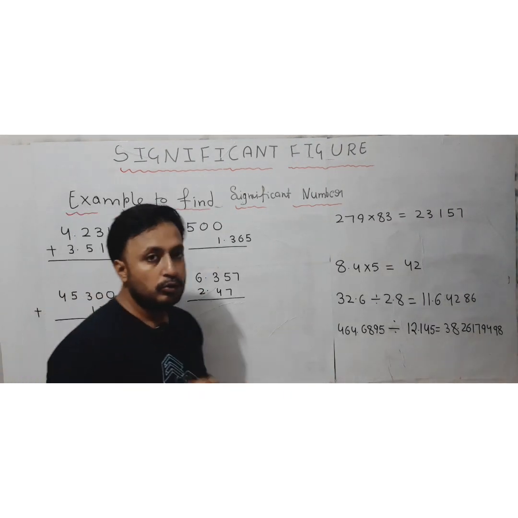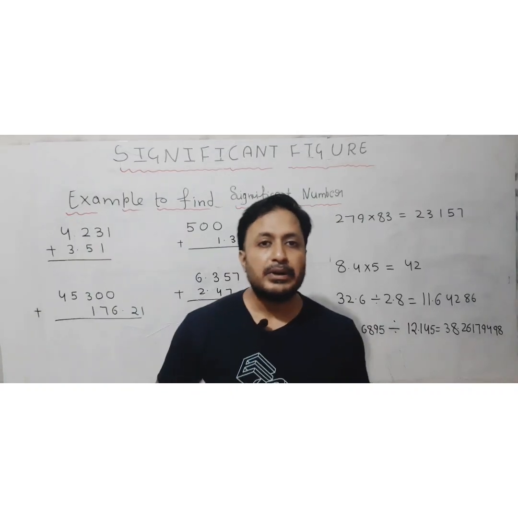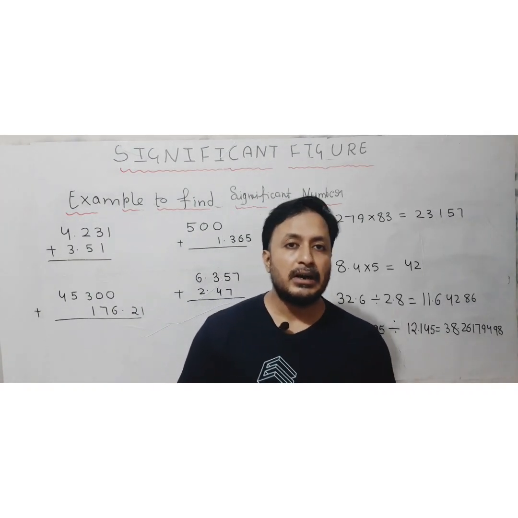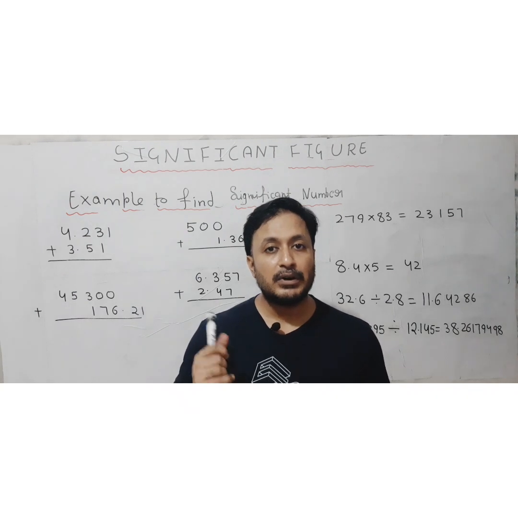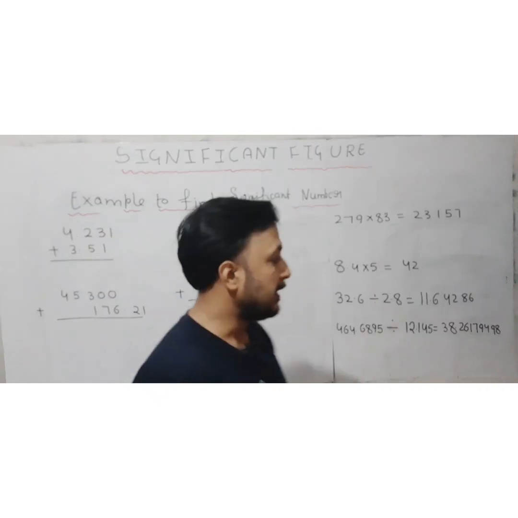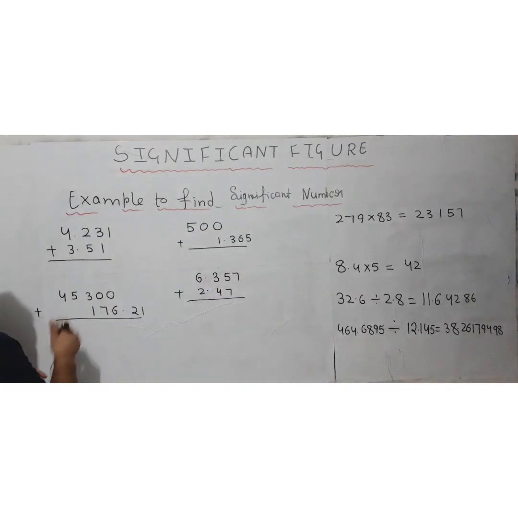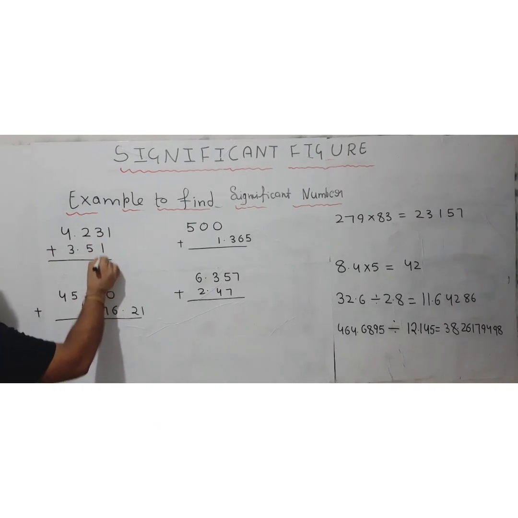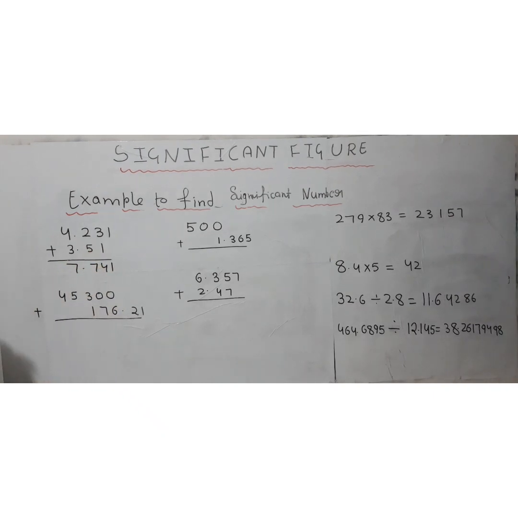Now what you should take care of, whenever you are doing multiplication, division, addition or subtraction, is the minimum number of significant digits among the values in that calculation. I can give you an example here. If you see, 4.231 is added to 3.51. When I add it, it comes to 7.741.